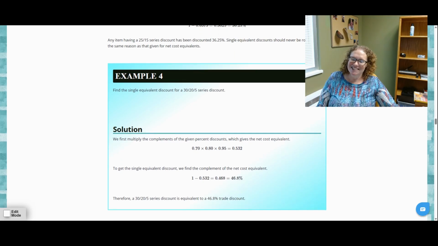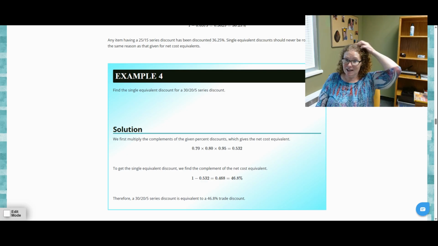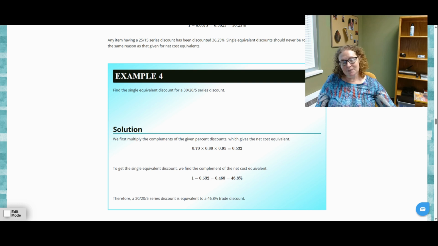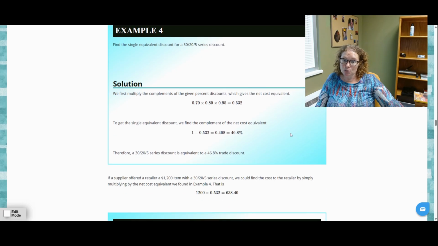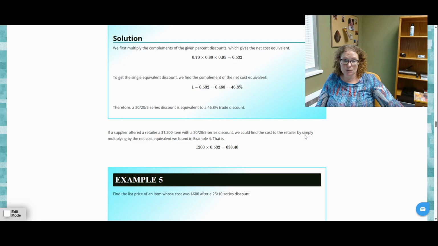We can even do it for 3. So we've got 3 discounts. We've got a 30, 20, 5. So again, the complement of 30 is 70, the complement of 20 is 80, and the complement of 5 is 95. So we're multiplying all those together and getting 0.532 to get the single equivalent discount. Remember, we have to subtract that from 1. So in that case, we get 0.468, which is a 46.8% trade discount.